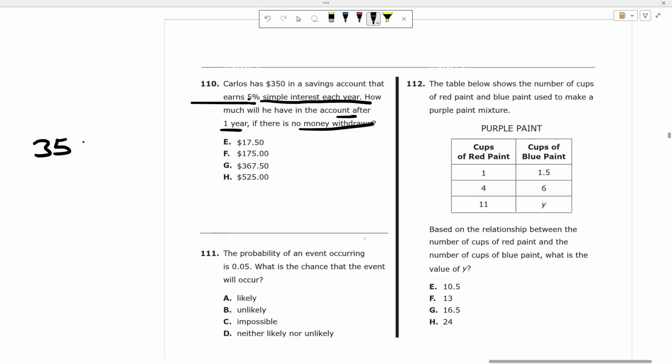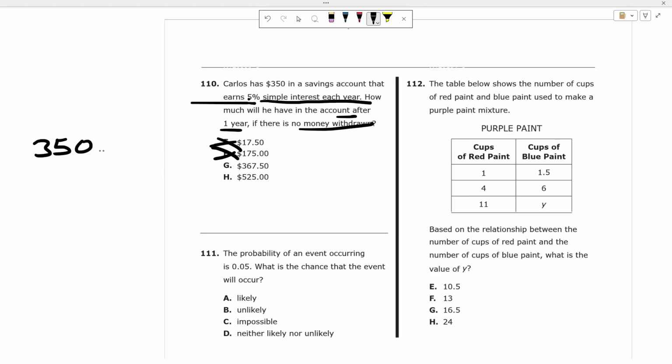So here's the deal. He has $350 in his account, and every single year he's going to earn 5% more of this. So this is going to increase by 5%, the same 5% every time. So how much money will he have in the account after this? And off the bat, we can eliminate choices E and F, because if you're increasing your bank account and you're not withdrawing any money, how is your total amount going to go down? It's not. So you have to find out what 5% of 350 is.